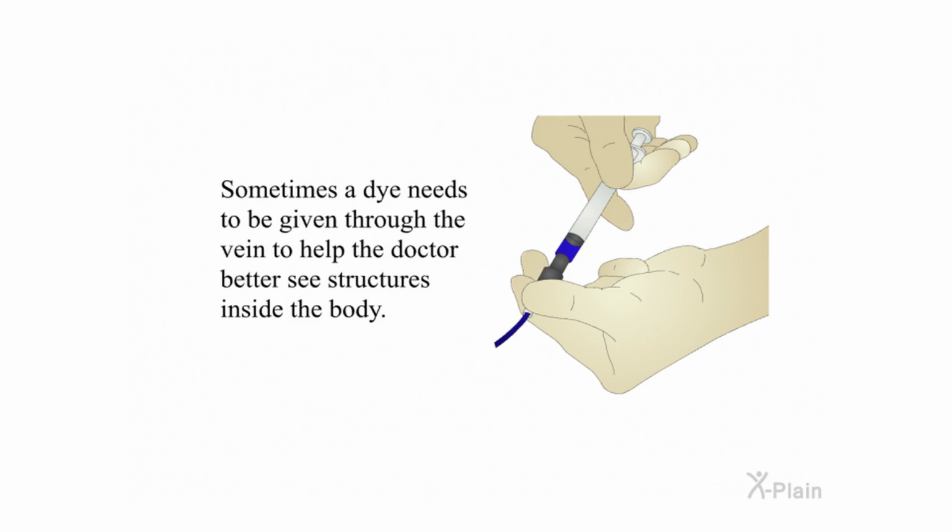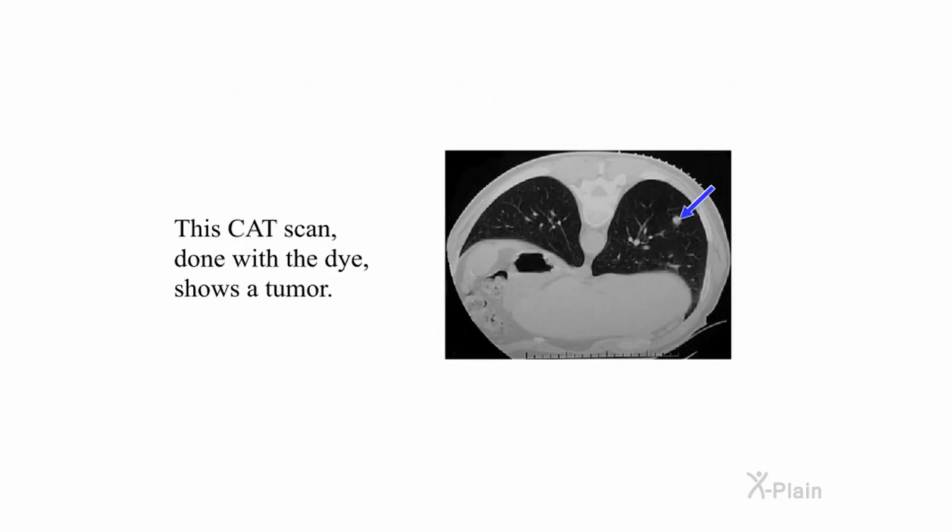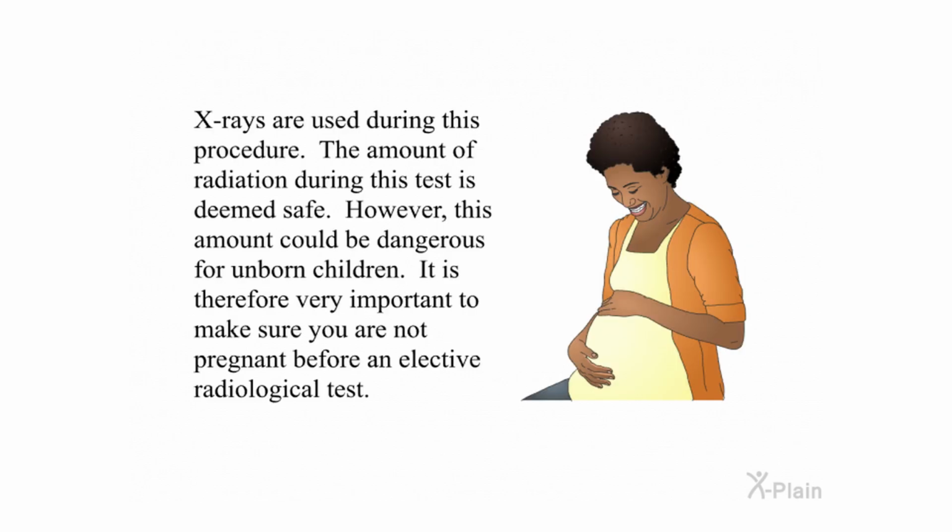Sometimes a dye needs to be given through the vein to help the doctor better see structures inside the body. This dye is relatively safe. It contains iodine. This CAT scan done with the dye shows a tumor. X-rays are used during this procedure. The amount of radiation during this test is deemed safe. However, this amount could be dangerous for unborn children. It is therefore very important to make sure you are not pregnant before an elective radiological test.